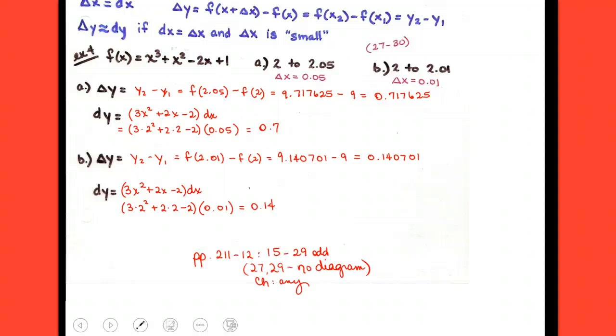All right, so the last problems that we were doing here, like that last example, are going to be 27 through 30 for the homework tonight. So on our homework, we're working on pages 211 to 212.